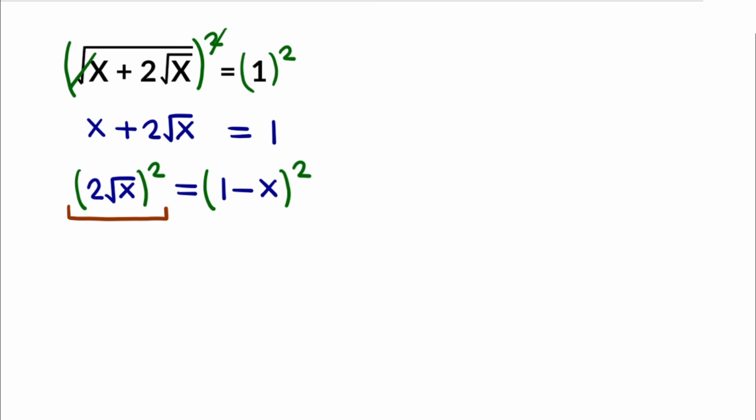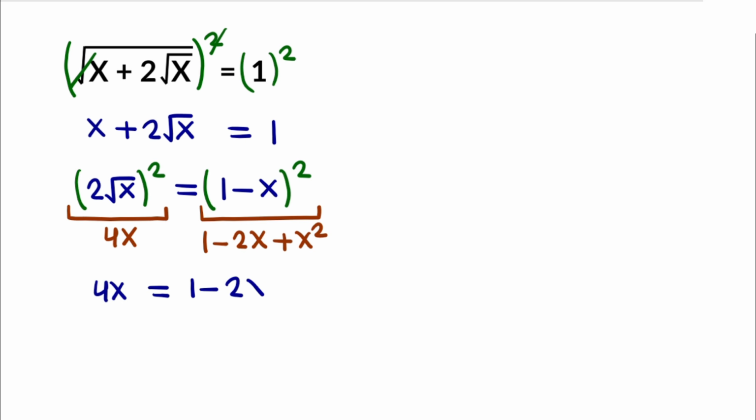On the left, 2 squared becomes 4, and the square root of x squared is simply x. So the left side becomes 4x. On the right, we square the binomial 1 minus x. Expanding it gives 1 minus 2x plus x squared. So our equation becomes 4x equals 1 minus 2x plus x squared.